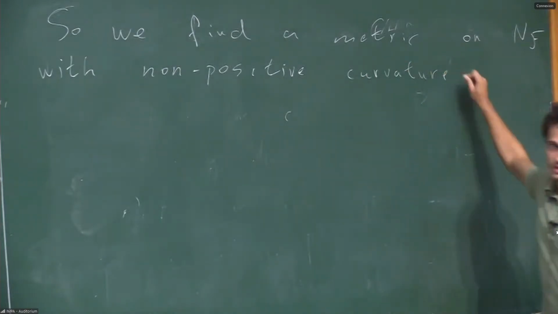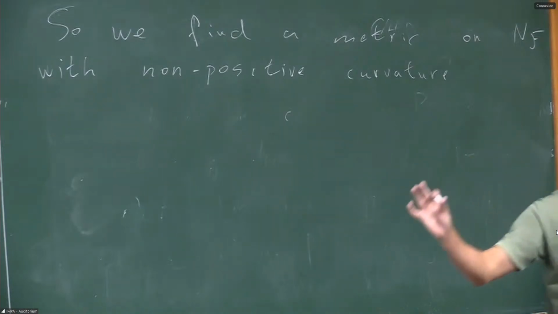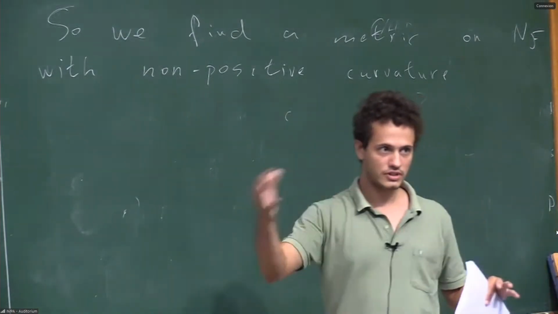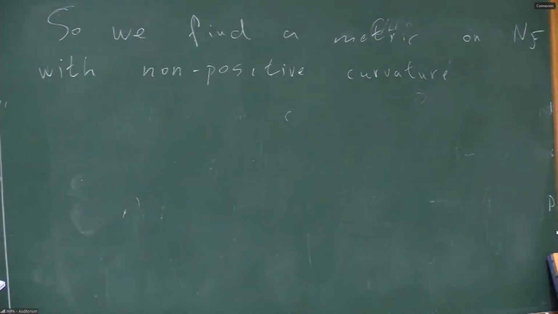Geometrically, it's saying that if we take the foliation, we can find a metric in the transverse direction of the foliation with negative curvature. So more or less, we can already see that in the transverse direction there's something with negative curvature, which will turn out to be hyperbolic. Okay, more or less the idea.